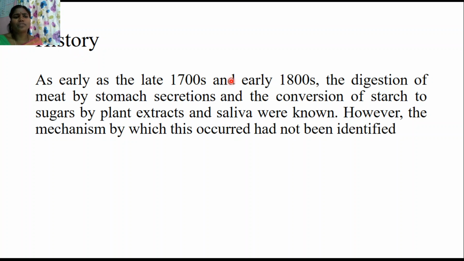Coming to the history of enzymes, in the early 1800s, the digestion of meat by stomach reactions and the conversion of starch to sugar by plant extract and saliva were known. However, the mechanism by which this occurred had not been identified.